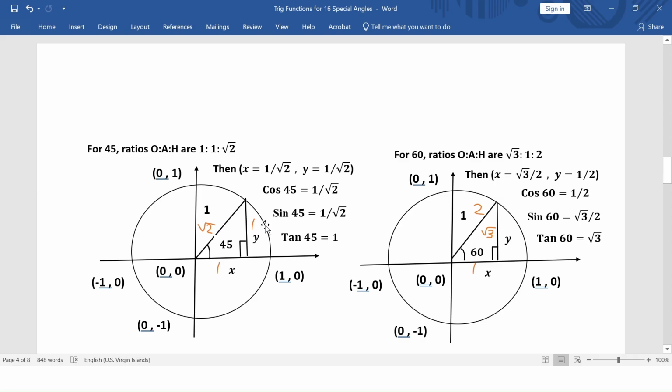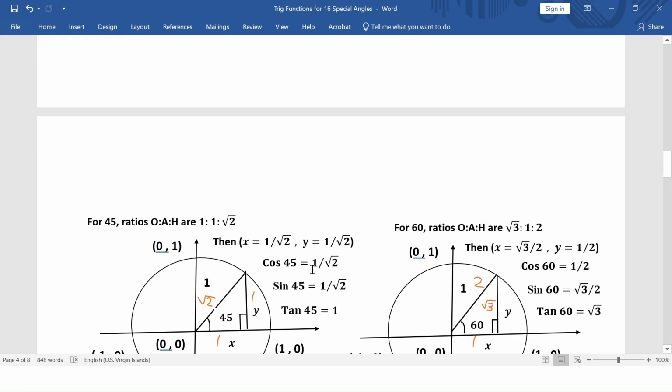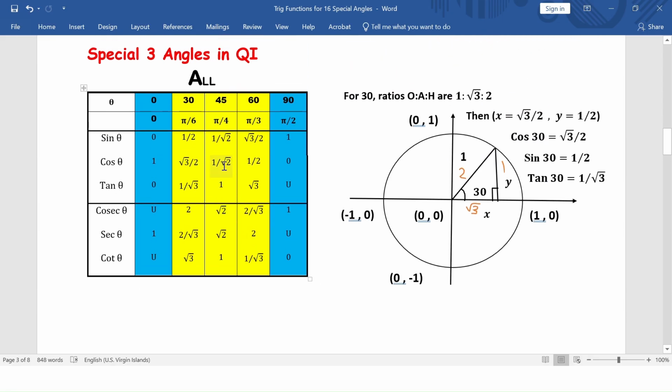When you square 1 over root 2, it will be half, because it will be 1 squared divided by 2. If you add half plus half, it will be 1. If you take the square root of 1, it will be 1 again. So the hypotenuse will be 1 automatically. In that case, cosine is the x coordinate and sine is the y coordinate. It means cosine and sine are both 1 over square root 2. Tangent is just sine divided by cosine, y divided by x, and they are equal, which means it will be 1. That's why for tangent, sine and cosine, they are the same.